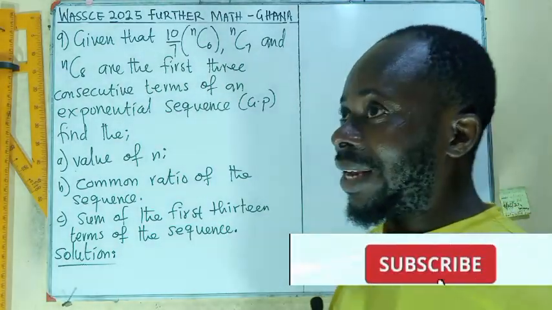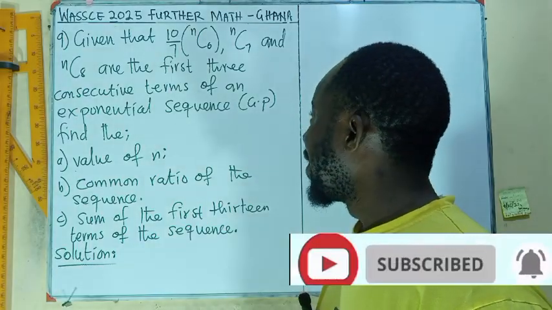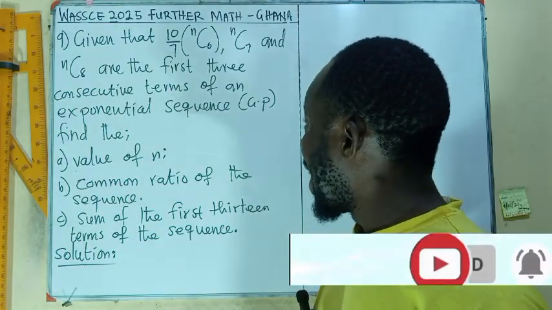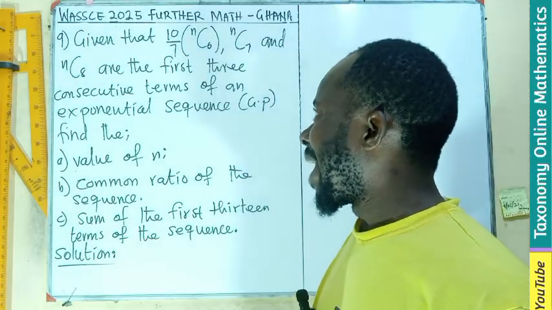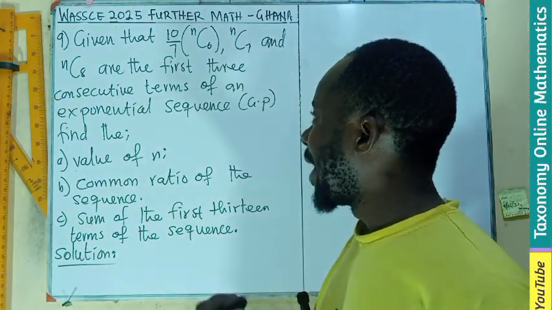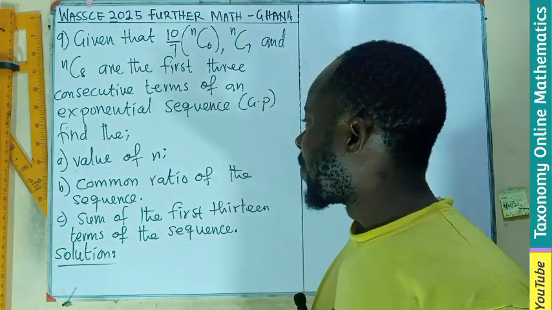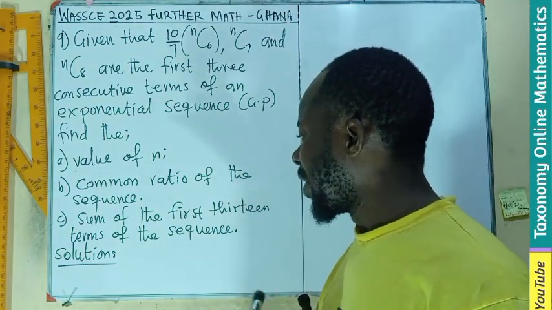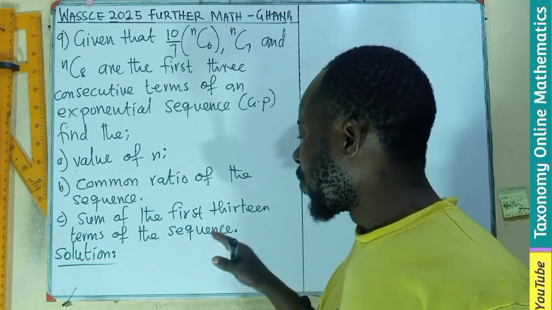Given that 10/7 multiplying nC6, nC7 and nC8 are the first three consecutive terms of an exponential sequence, GP, we are finding the value of n, the common ratio, and the sum of the first 13 terms of the sequence.